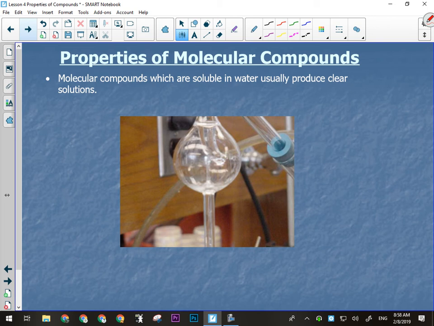Okay, if I put sugar in water, do I get a clear solution? Yeah. Okay, so again, molecular compound dissolved in water. It's not producing anything brightly colored.